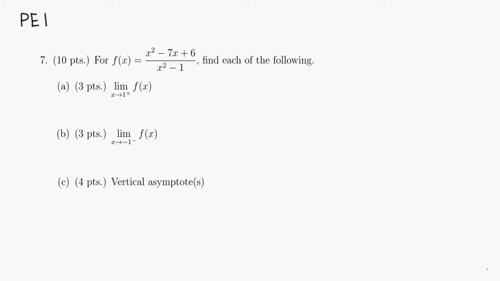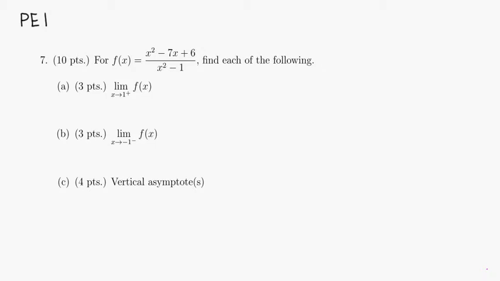Alright, let's look at practice exam 1, problem number 7. For this rational function, x squared minus 7x plus 6 all over x squared minus 1, we want to find these one-sided limits and also vertical asymptotes. Right, so let's do that.